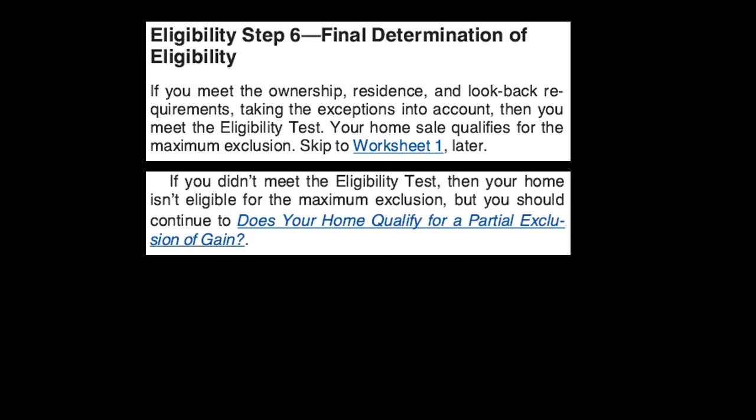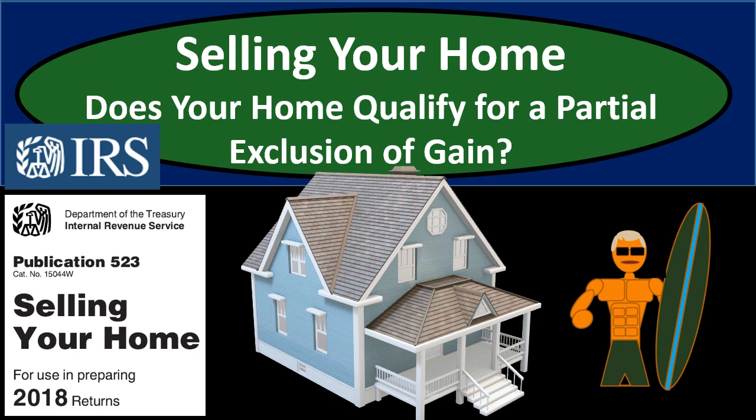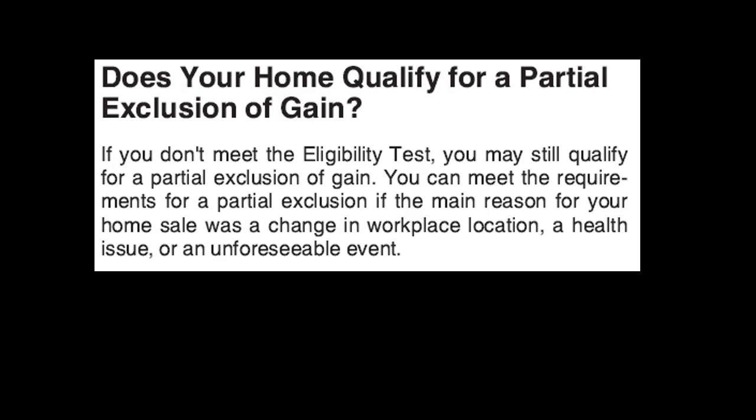If you didn't meet the eligibility test, then your home isn't eligible for the maximum exclusion, but you should continue to the question: does your home qualify for a partial exclusion of gain? In this presentation, we will take a look at that question with relation to the tax consequences of selling your home. This information can be found in Publication 523. If you don't meet the eligibility test, you may still qualify for a partial exclusion of gain.